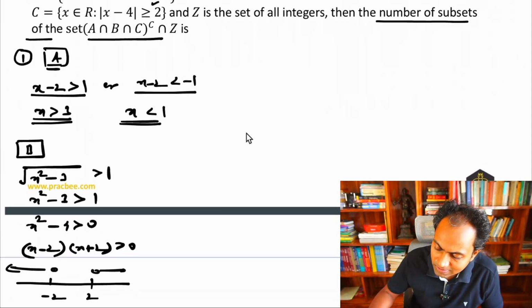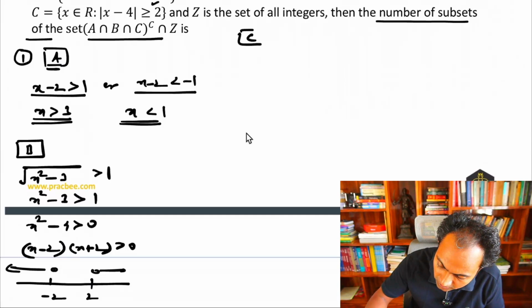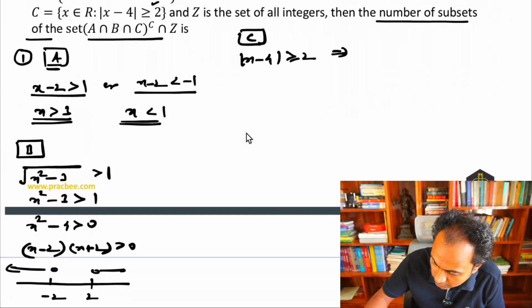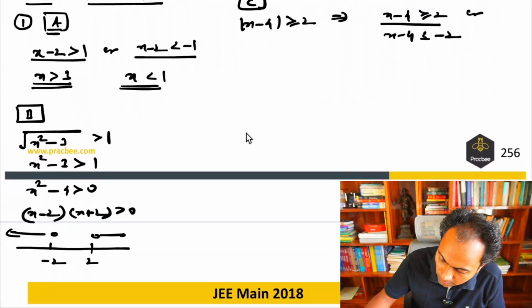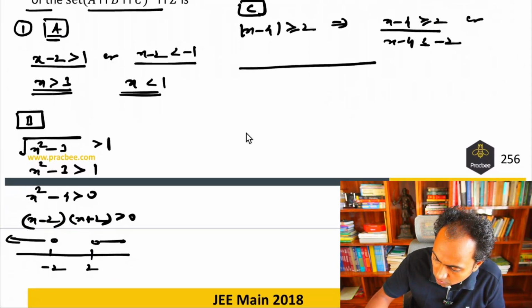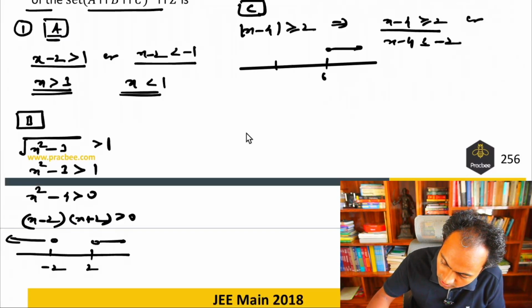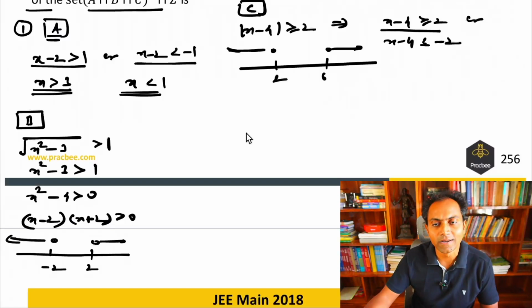Let us move towards the set C now, which we are discussing in the question. They are saying that modulus of x minus 4 is greater than or equal to 2, which can in turn be written as x minus 4 should be greater than or equal to 2, or x minus 4 is smaller than or equal to minus 2. So if I simplify this, what is going to happen? On the number line, we could get either values of x greater than or equal to 6 or smaller than or equal to 2. Now what they are saying is take the intersection of all these.